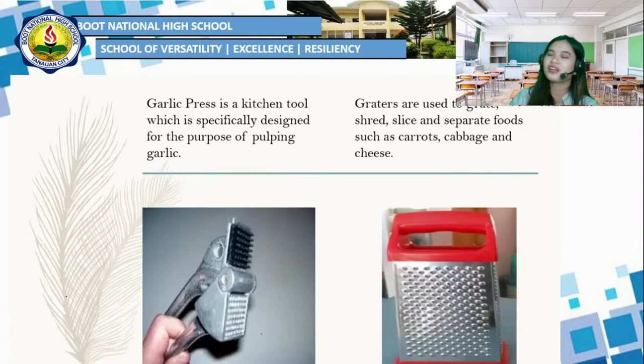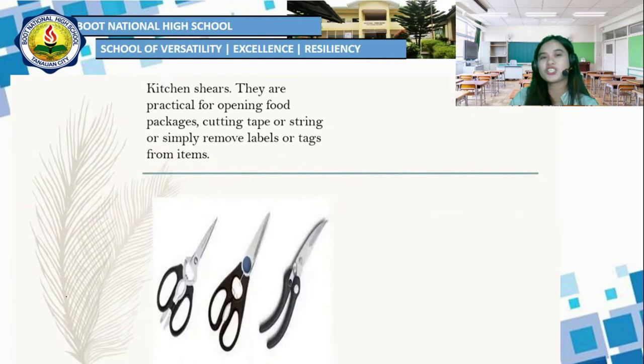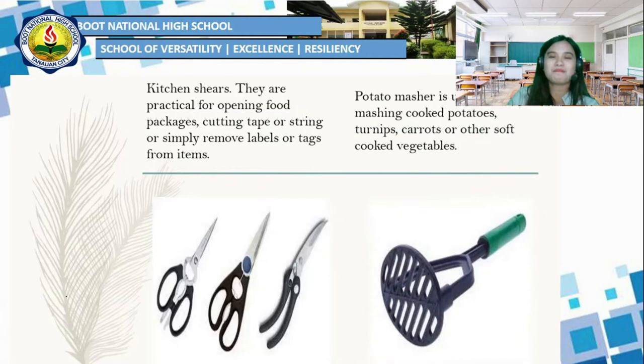Okay, next one, let's have here the kitchen shears. So, they are practical for opening food packages, cutting or striping, removing labels, etc. And of course, we have here the potato masher. It is used for mashing, of course, the potatoes. That's why it is called potato masher. Okay, and the next one we have there.